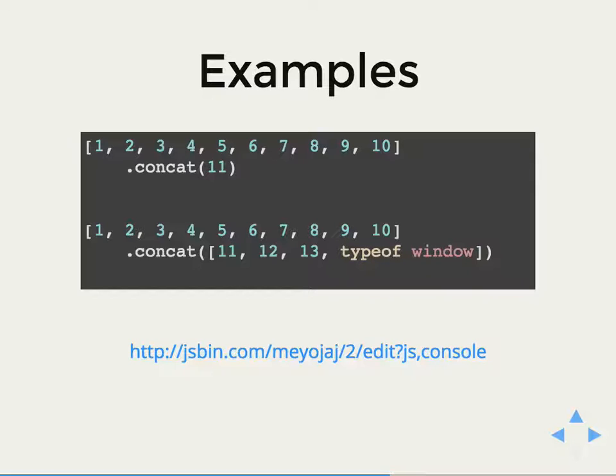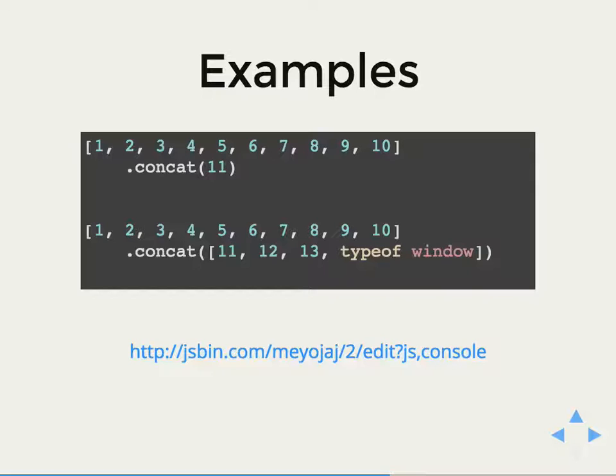All right, so in the first example, we have an array 1 through 10, and we concat 11, and so we just end up with an array that has 1 through 11. Simple. On the second one, we have that same array, 1 through 10, and notice that what we're passing in our call to concat is actually an array. Here we're just passing in 11. Here we're passing in an array that contains 11, 12, 13, and what?